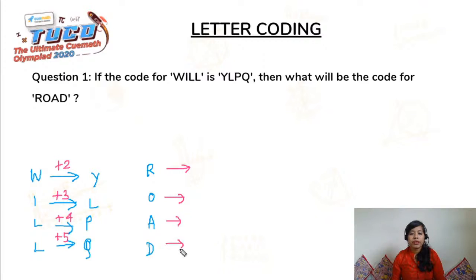So with R, what am I going to add? I'm going to add plus 2. After R, what do you have? S, T. So I could say this becomes T. And from O, I could add plus 3 to this. We are going to follow the same pattern that's being followed by will.